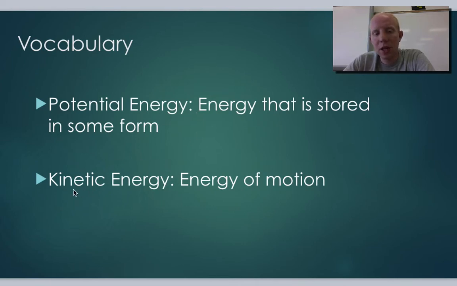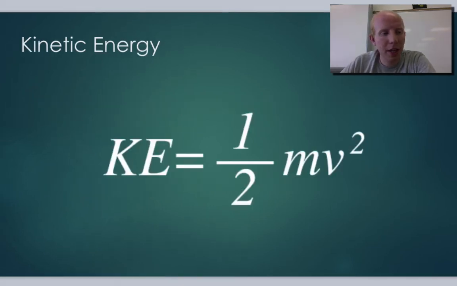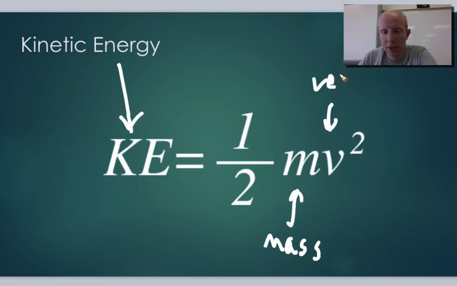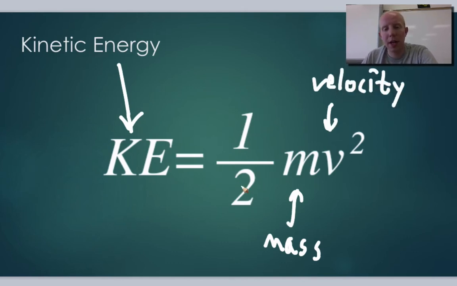Okay? So let's talk about kinetic energy, how we actually calculate it. Kinetic energy, KE, is equal to 1/2 times the mass times v, which is the velocity of the object, squared. So kinetic energy is 1/2 mv squared. If you think about what this means, it means that moving objects have some energy associated with them. The mass is an important factor to how much energy an object has.